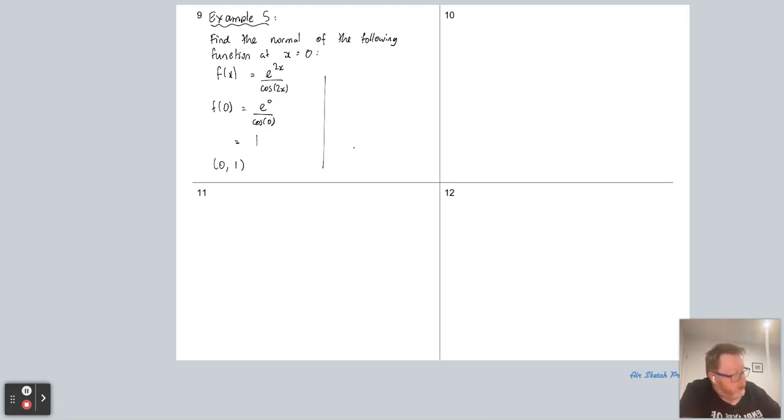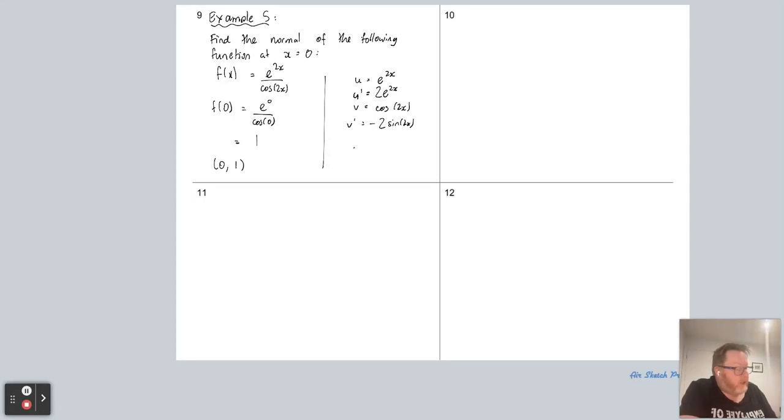Also off to the side, I'm going to do my u's and v's here, ready for the next part. So we've got u is equal to e to the 2x, so u dash is equal to, chain rule, e to the 2x is e to the 2x, and the derivative of 2x is 2, so overall 2e to the 2x. v is equal to cos 2x, which means that v dash is equal to, the derivative of cos is negative sine, so negative sine of 2x, and the derivative of 2x is 2. So I'm going to end up with negative 2 sine 2x.